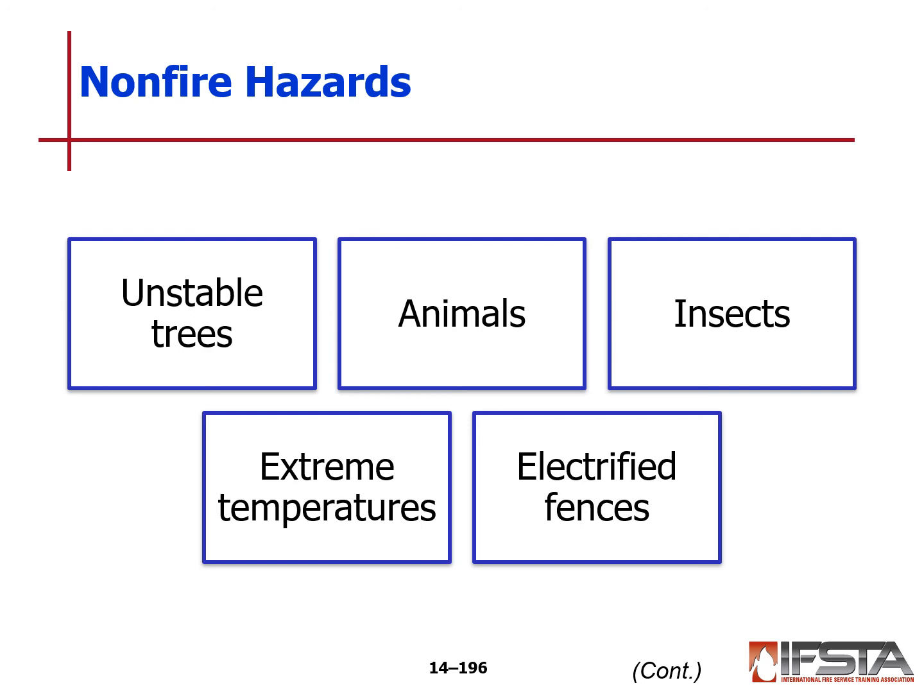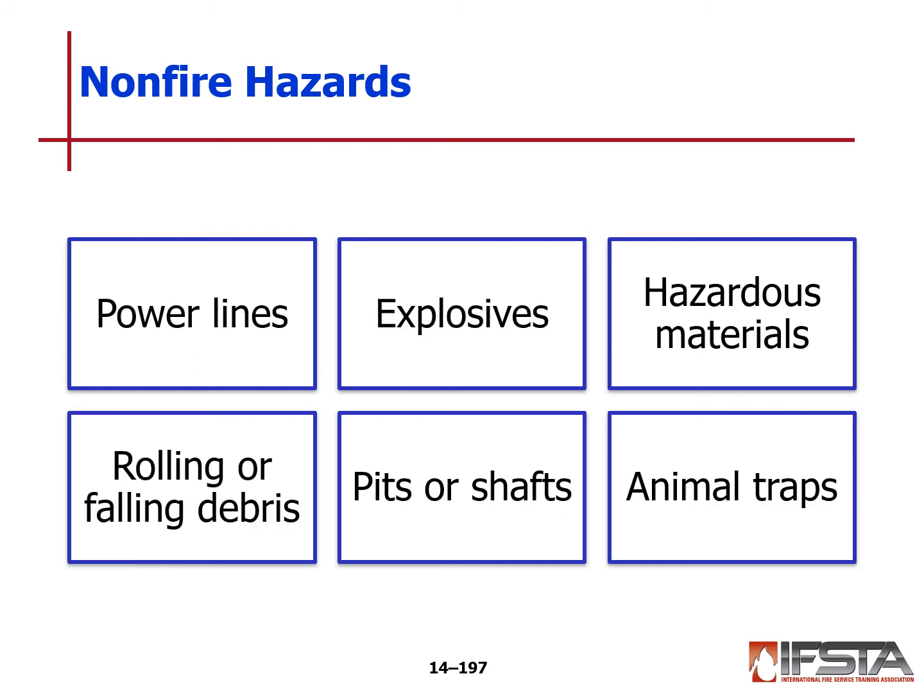Non-fire hazards could be unstable trees, rotten trees, trees with branches that are ready to fall out. Other non-fire hazards could be animals, snakes, insects, extreme temperatures, and any electrified fences. Power lines is a big one. We want to ask, what caused this fire? Did a down power line cause it and it energized a fence that is woven wire or metal? These are things you need to consider in your situational awareness.